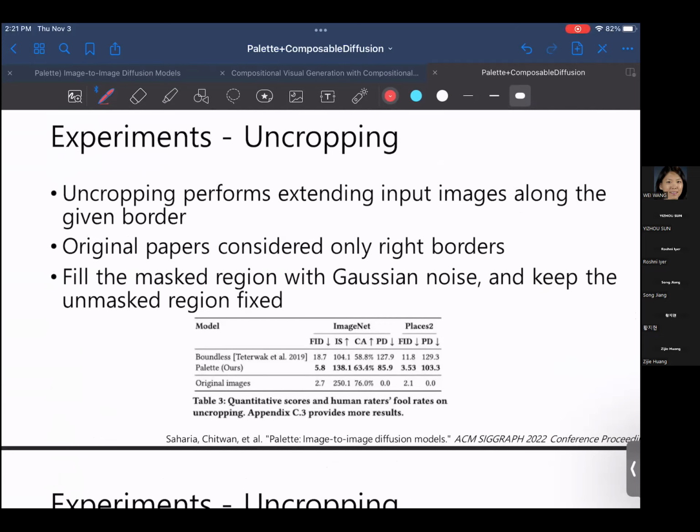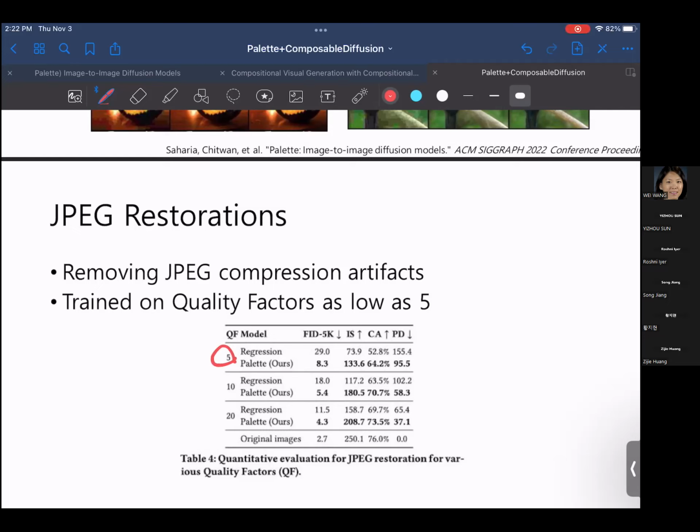And they also perform JPEG restoration, which is when you see on this left side that the image is in very low resolution, and they can output a high resolution image. In terms of experiment, what they did differently from the previous papers is that normally all the papers were considering input images with quality factors over 10, but this paper performs even better when given quality factors of 5, which is a high compression rate on the input image.